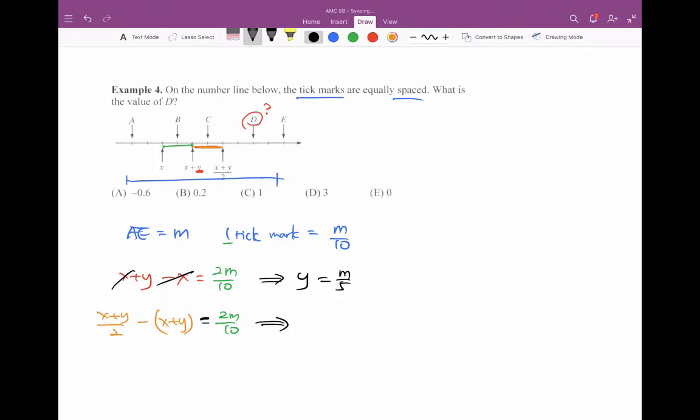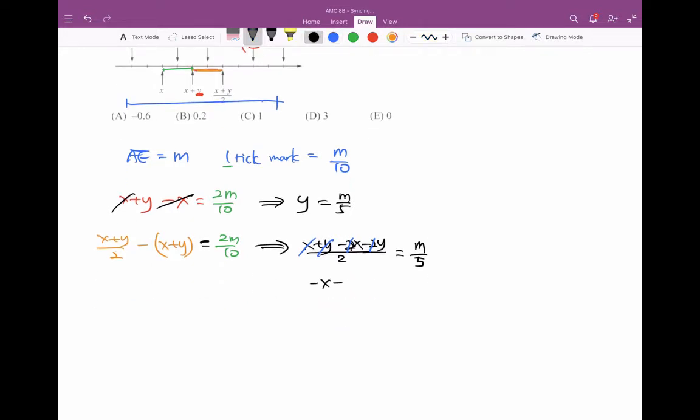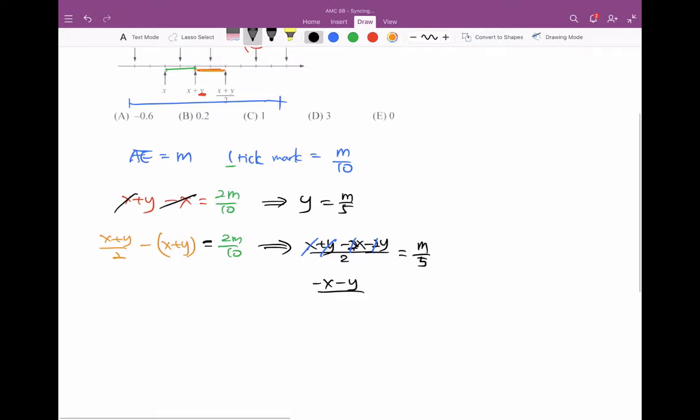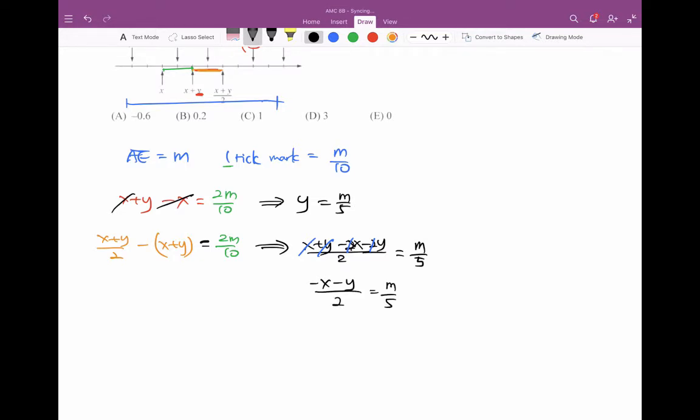Over here, you need a common denominator, and then combine the like terms. So you get 2x minus 2y equal m over 5. And then you will notice x cancel out, so you have a minus x, y cancel out, minus y. So this becomes negative x minus y over 2 equals m over 5. And we can find x in terms of m and y.